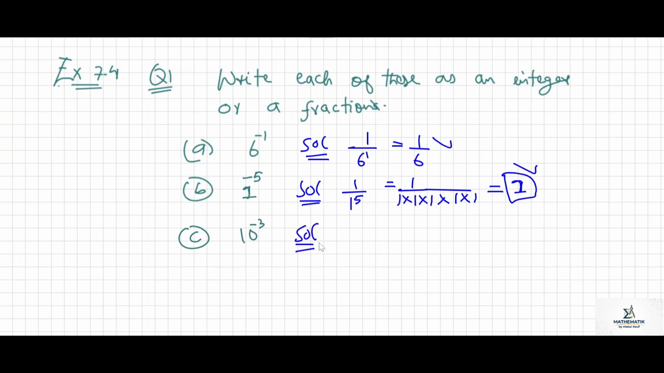So the solution for 10 raised to minus 3 is 1 divided by 10 raised to 3. It's 10 into 10 into 10. It's like this. So you will get 1 divided by 1000.